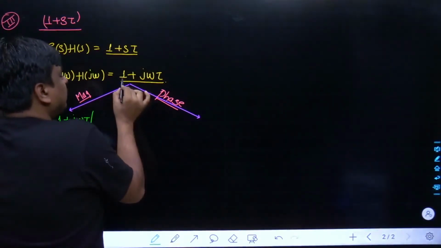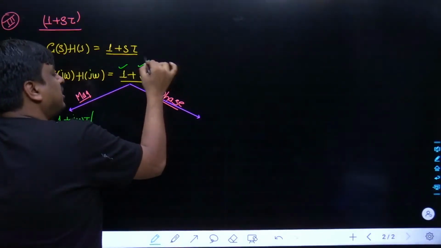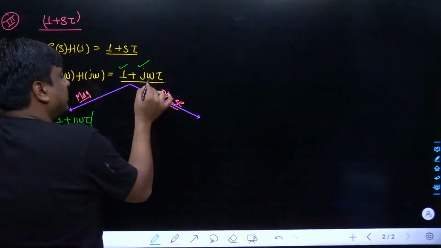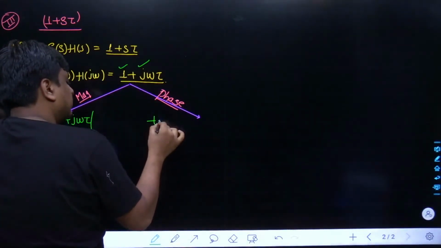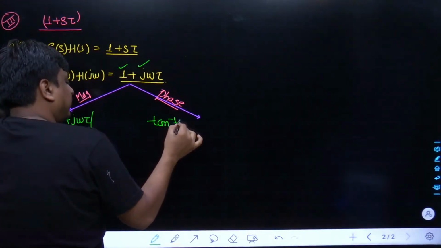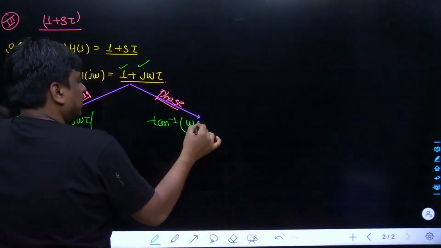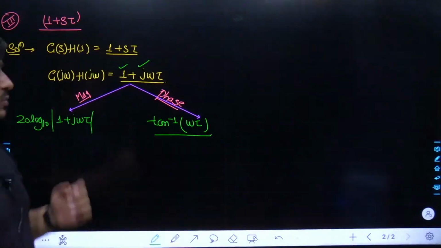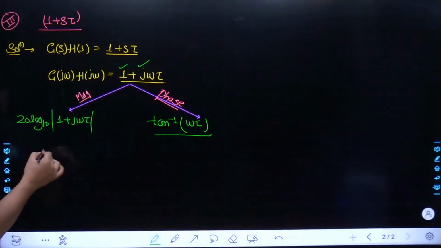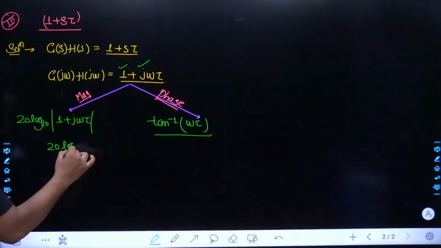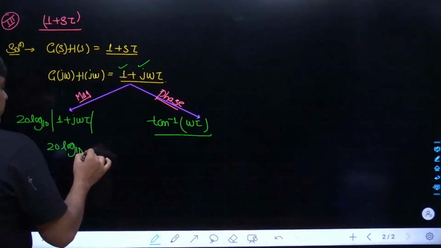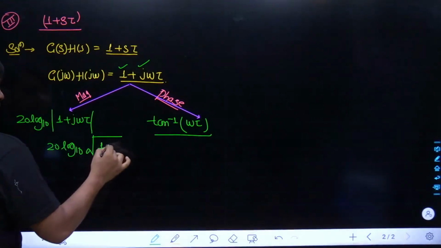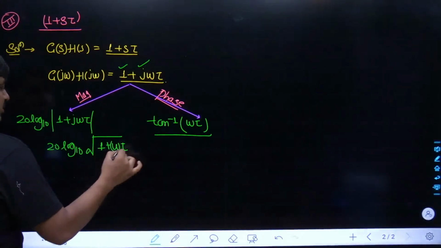Similarly, phase, if we talk, this is the first quadrant. So the angle which would be offered by this function is simply going to be tan inverse of the imaginary part, that is omega tau, divided by the real part, and that is 1. Let me take its magnitude. It's simply going to be 20 log base 10, and here it becomes root over 1 plus omega tau raised to the power of 2.